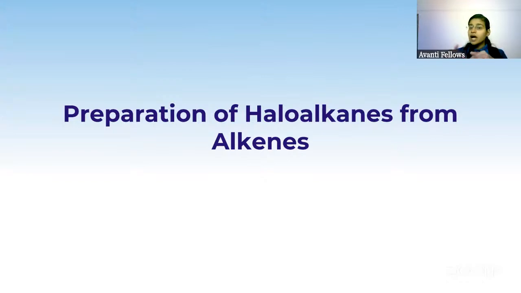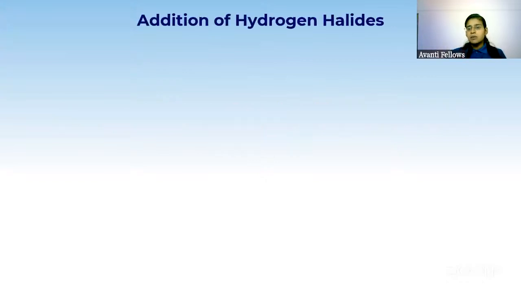So from alkenes, what are alkenes actually? Alkenes are carbon-carbon double bond containing systems. So from that we are going to find out. Under this, the first subcategory is called addition of hydrogen halide. So what is hydrogen halide? Hydrogen and halogen containing compound like HCl, HBr, etc.